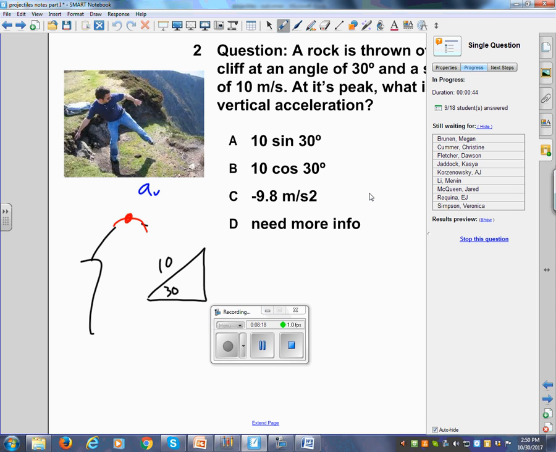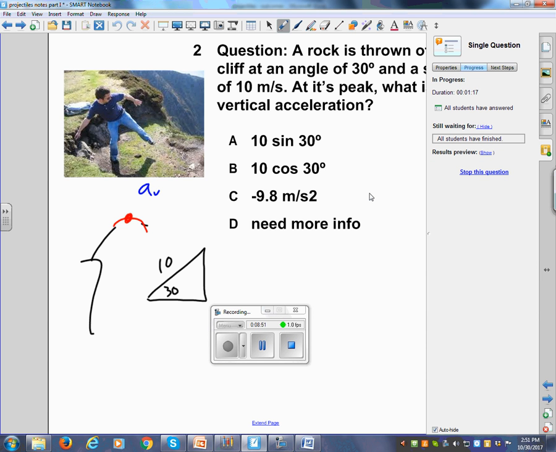Because it's not going up or down at the top. But it wants to know how long it's going to take, right? No, it's asking for the vertical acceleration. It's like how much it changes right at the top, right? It's at the top. But it's not asking for a change. That's what acceleration is, change in velocity over time. That's the formula for it.